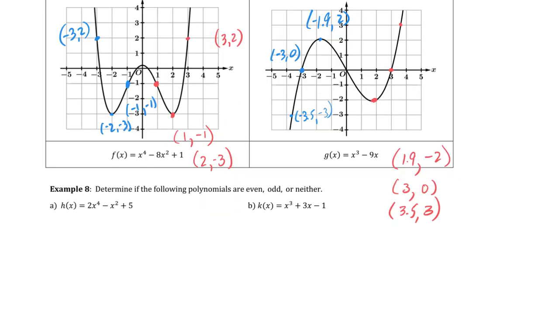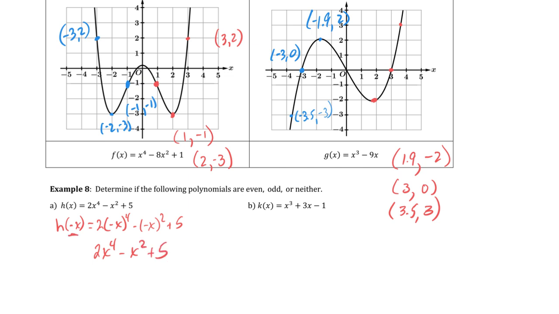All right, example 8. We want to determine whether these functions are even, odd, or neither. To check for even, remember we take the x's and make them negative. So I'm going to do negative x to the fourth, minus negative x squared, plus 5. If I do negative x times itself 4 times, I get positive x to the fourth. And I'm going to minus negative x squared. When I multiply negative x times itself twice, I get positive x squared, so I'm going to minus a positive x squared plus 5.